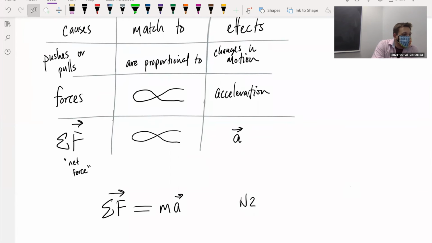We skipped Newton's first law. And the reason for that is that I think Newton's first law doesn't really deserve to be a law on its own.